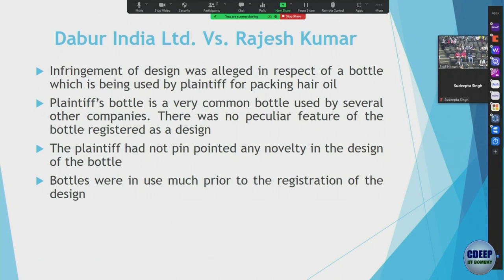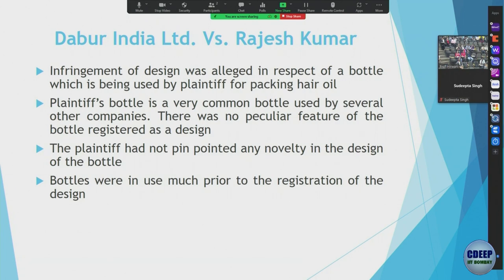This is Dabur, your hair oil packaging. Dabur sued this fellow, and the fellow said this is a common design. A lot of manufacturers are already using it. Dabur had obtained the registration, but did not show where the novelty resides. He said they have not pointed out where the novelty resides, and I am selling these bottles to other manufacturers, and they were in use before Dabur's registration for the design. So Dabur did not win the case.